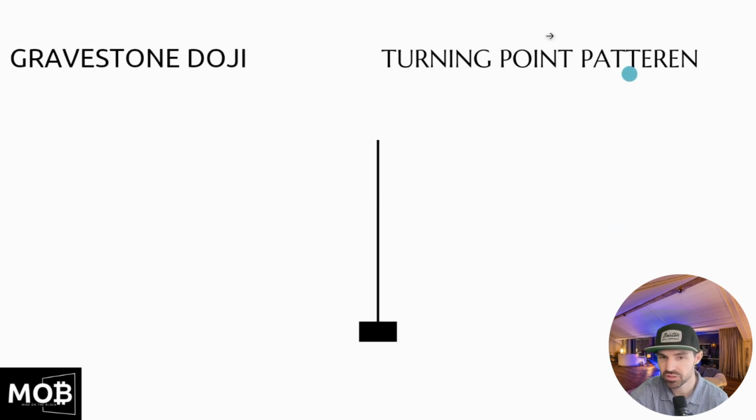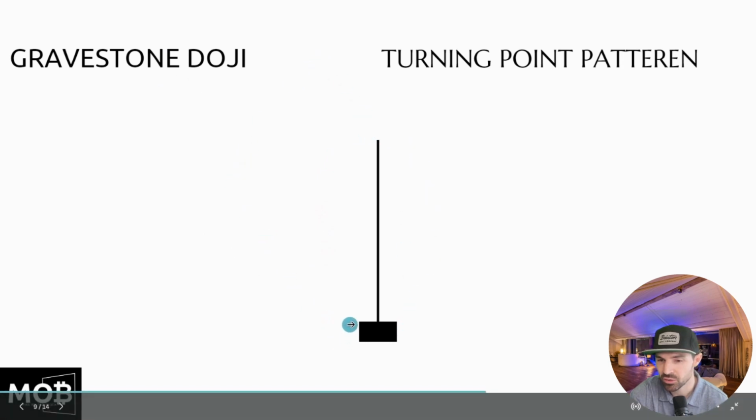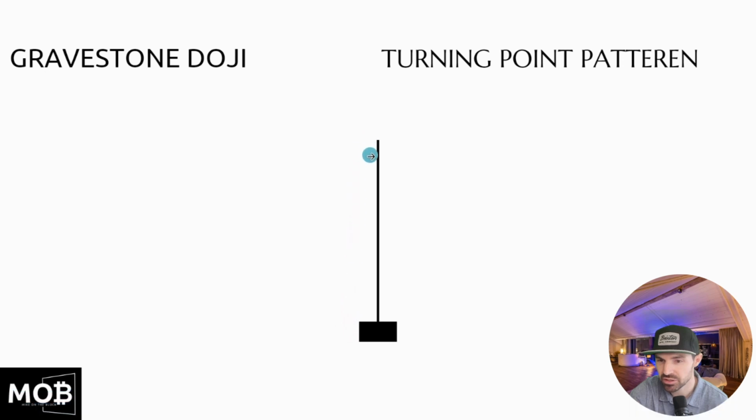Okay, so this is the gravestone doji. Very similar to the previous one, the open and close positions are very close together. The bulls couldn't keep control here. Eventually it just got sold off and brought back down, also showing maybe a turning point in the market.